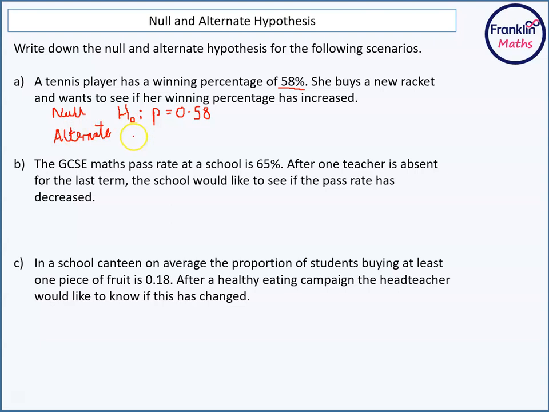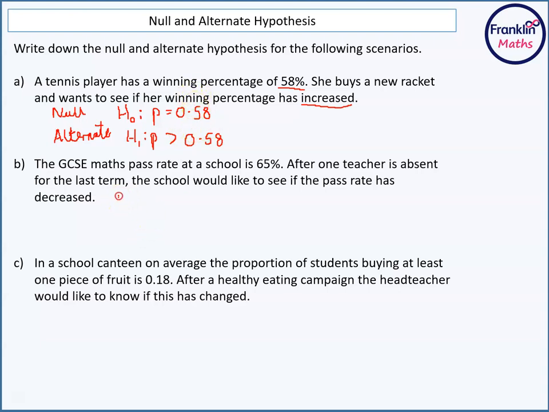The alternate hypothesis, we write it as H1. And then we just go back into the question to find out. We want to know whether the win percentage has increased. So the probability is going to be greater than 0.58. And that's it done. For every single hypothesis question, you'll have to do this. It's worth a couple of marks in the exam. It's easy enough to do, and it's just from reading the question.